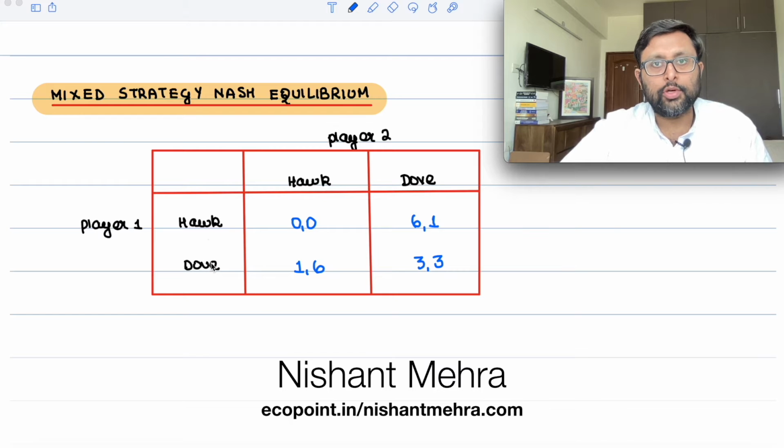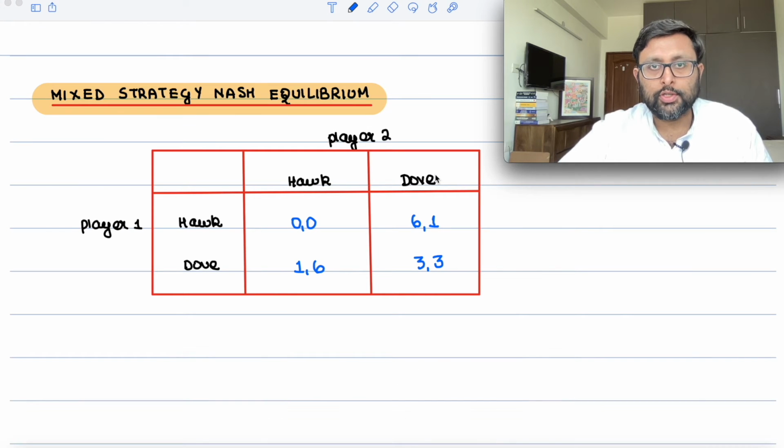Player one has two choices, hawk and dove. Player two also has two choices, hawk and dove. Now, when player one is making a choice of hawk, he's playing only hawk, right? He's making a choice and he's sticking to it. In a way, that is something like the pure strategy Nash equilibrium, or pure strategy.